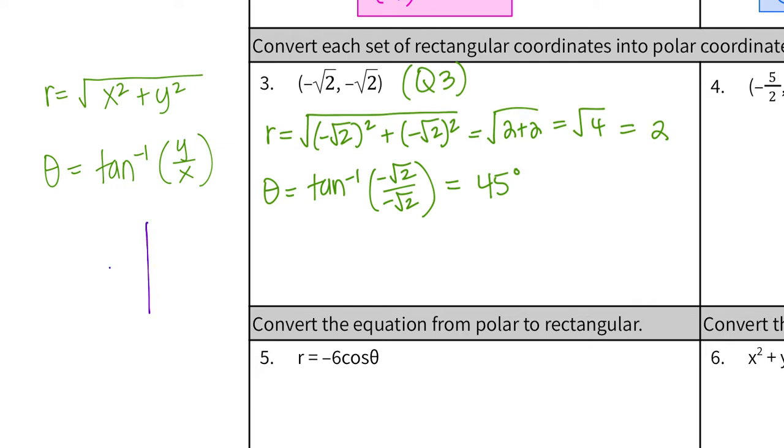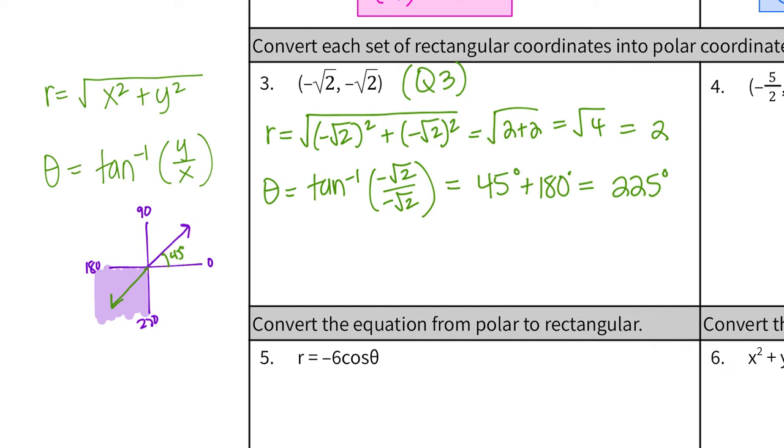So here's my coordinate plane. When I have my degrees, it's 0, 90, 180, 270. I know that my angle needs to be somewhere down here, quadrant 3. But 45 is up here. That is not the correct quadrant. So we actually need it to be down here. So to fix that, just add 180 to it, and that gives us 225, and that's in the correct quadrant.